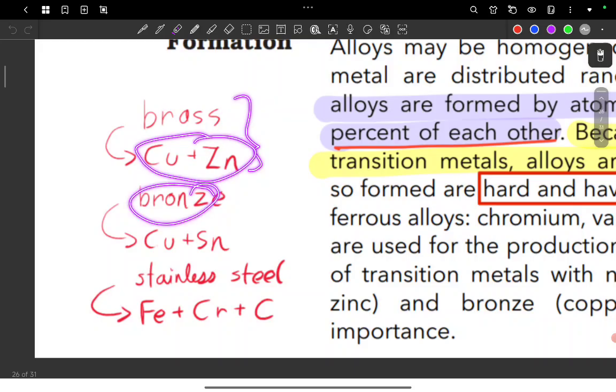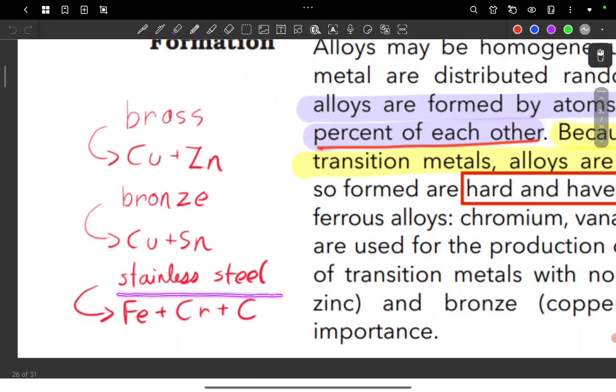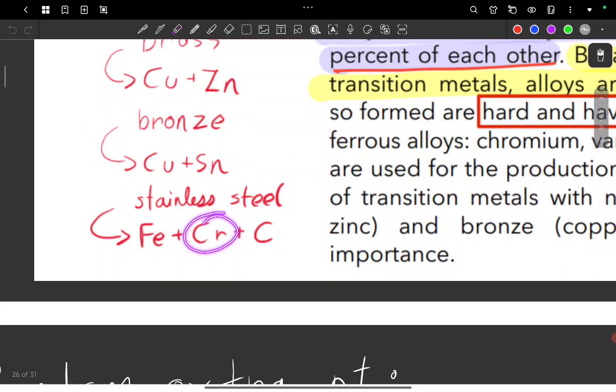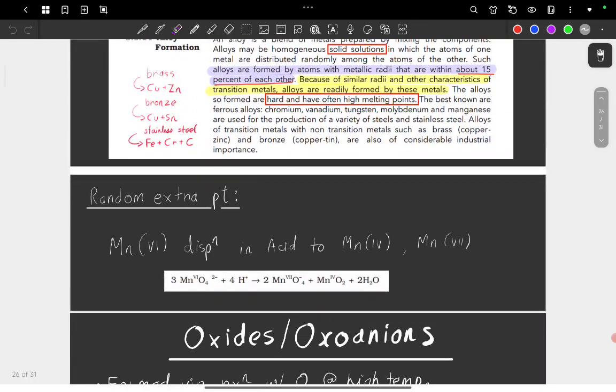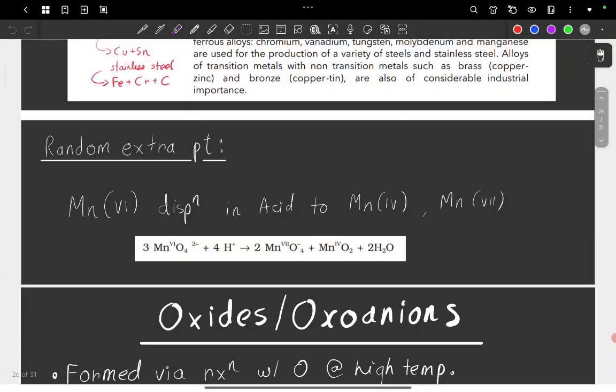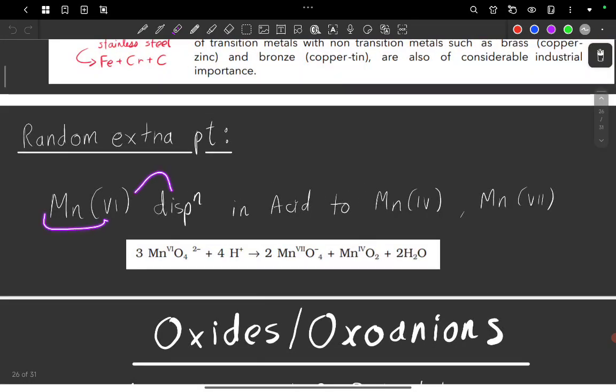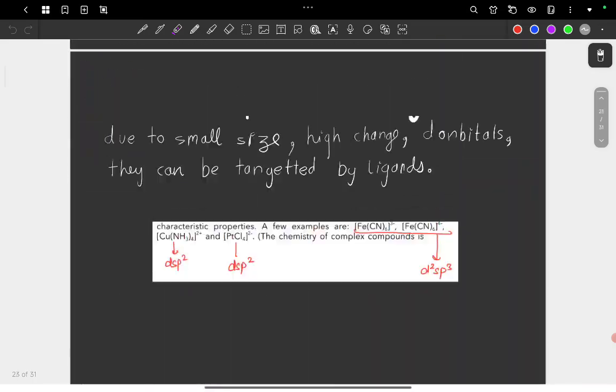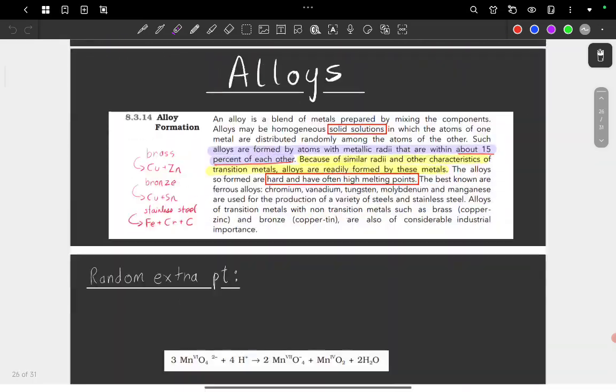Okay. Now you need to remember these alloys. Brass is copper plus zinc, bronze is copper plus tin, and stainless steel is basically iron plus chromium plus carbon. Yes, carbon also exists in a small amount in the lattice, but we are not calling it an interstitial compound because there are multiple atoms here, and chromium is the key element. Okay, and there is this random extra point which was given to me in a question, that the +6 state of manganese disproportionates in acidic medium to the +4 state and to the +7 state. Okay, so that was it about the extra properties of d block elements and also the colors.